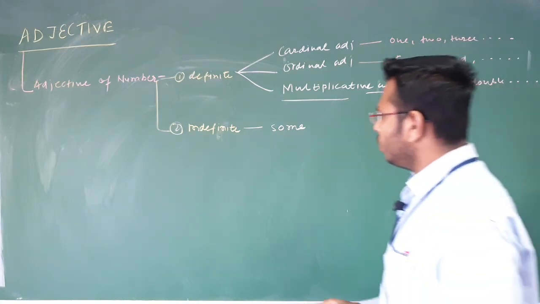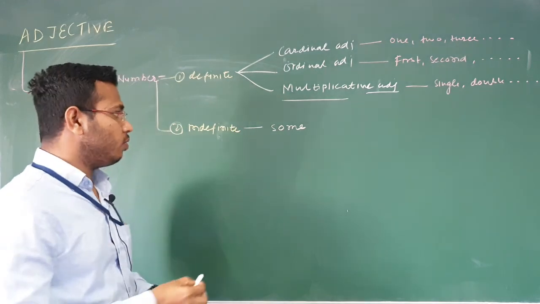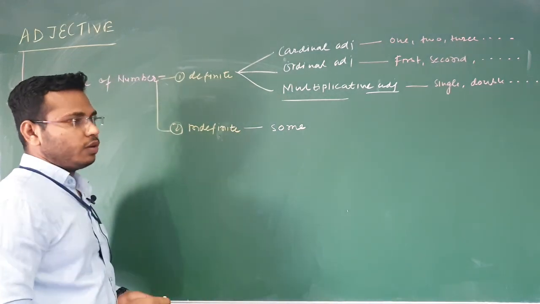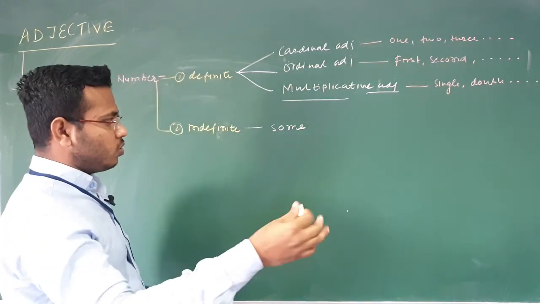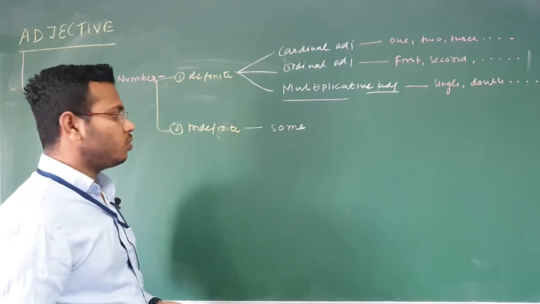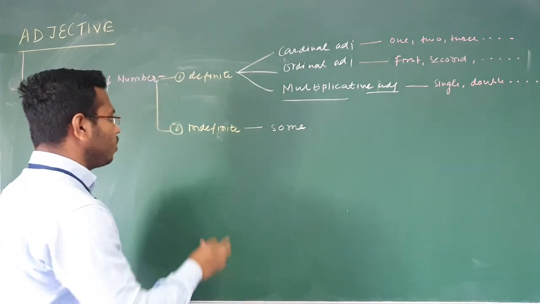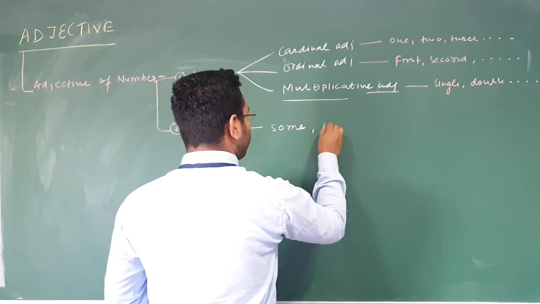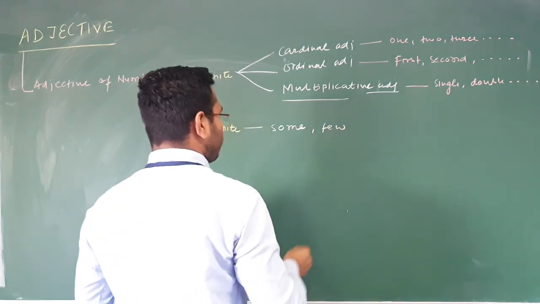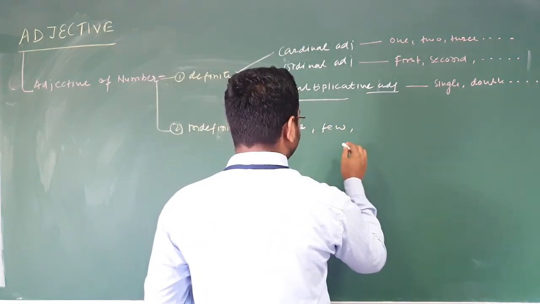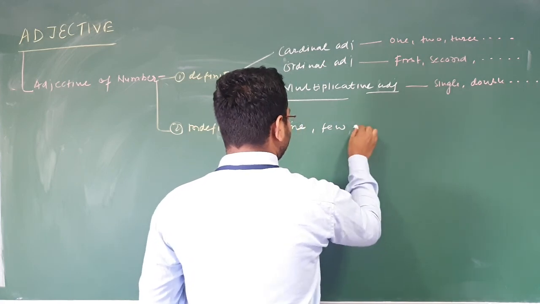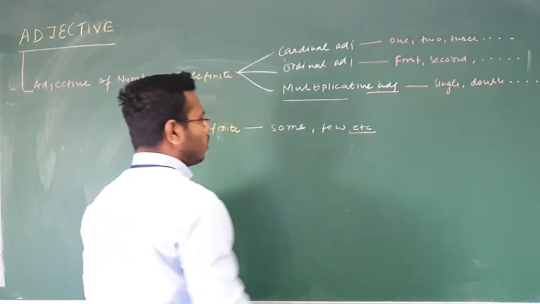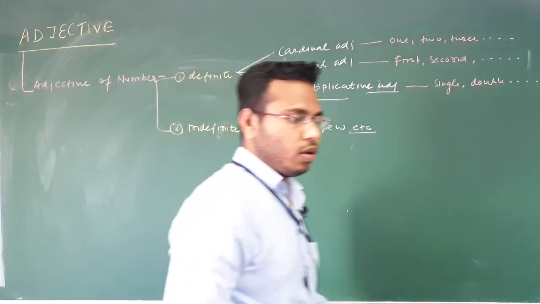So in the indefinite numeral adjective, some students, here some indicates the number of students, which is not fixed. Some students can be 4, 3, 5, in various numbers basically. So some students, few students. In this way we are taking two examples.